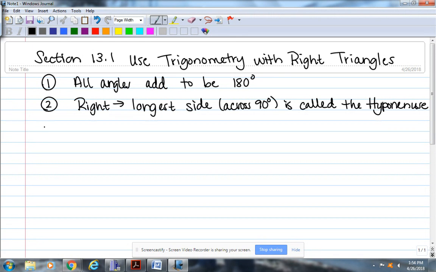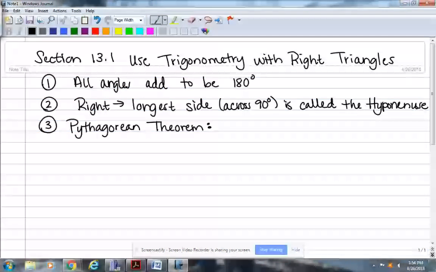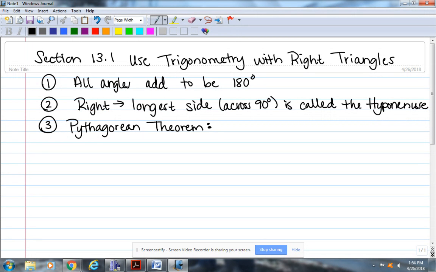And the third thing we need to remember about triangles is something called the Pythagorean theorem. The Pythagorean theorem says if you have a right triangle, the formal definition says the sum of the squares of the legs of the right triangle are equal to the square of the hypotenuse. In other words, a squared plus b squared equals c squared. Very good. A and B are the legs of this triangle, and C is the hypotenuse.